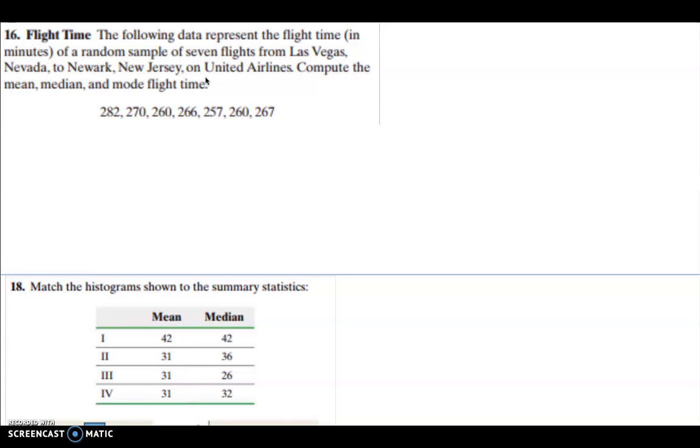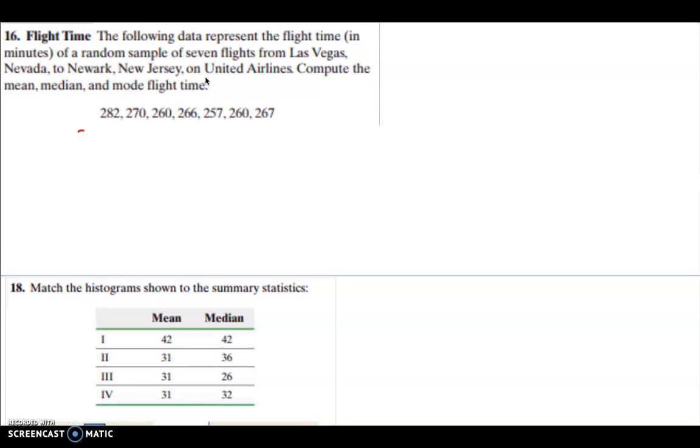Okay, number 16 says the following data represents the flight time in minutes of a random sample of 7 flights from Las Vegas, Nevada to Newark, New Jersey on United Airlines. We want to compute the mean, median, and mode of this data set. So the first thing I'm going to do is put them in ascending order. So it's 257, then 260, and then there's another 260, and then a 266, then a 267, then a 270, and then 282. So I've got them now in ascending order.